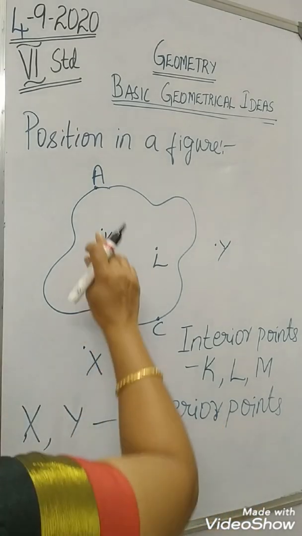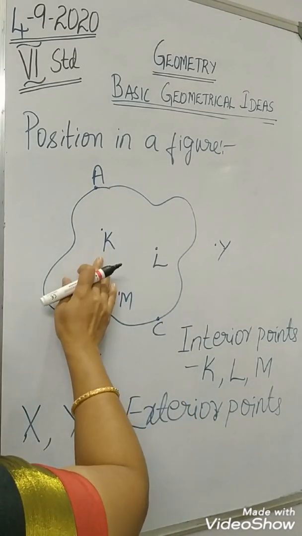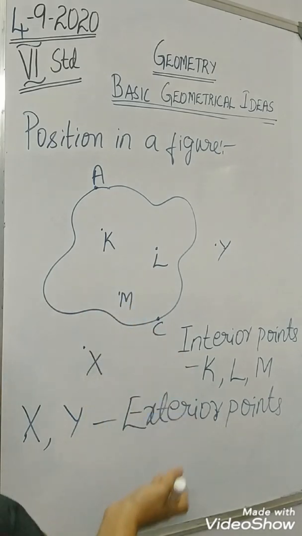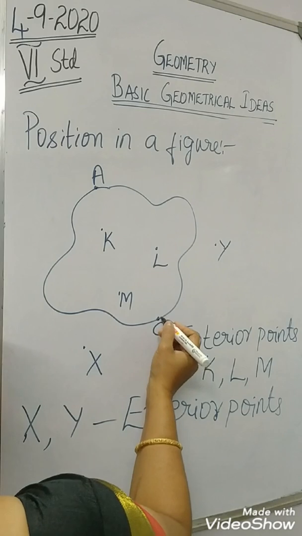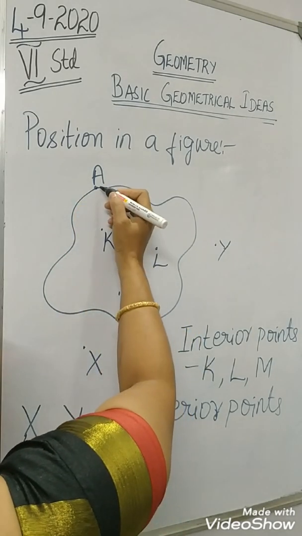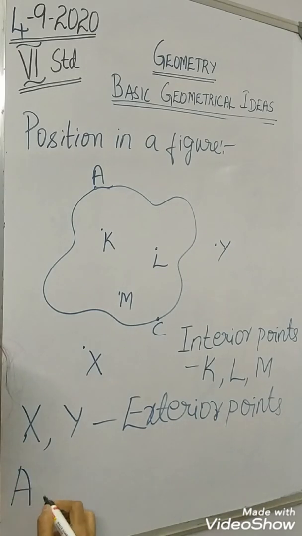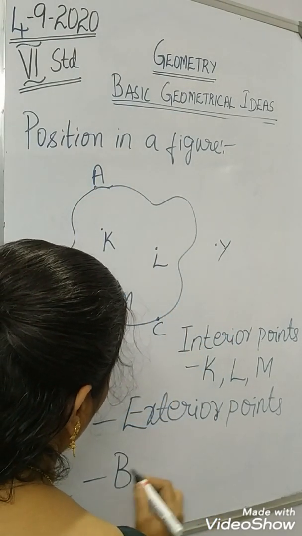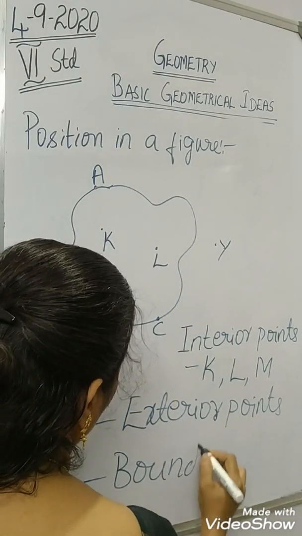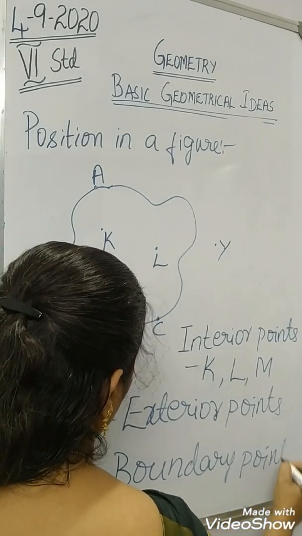Okay, you can find some more points here. Can you see A, C? Are they inside the figure or are they outside the figure? They are neither inside nor outside. They are on the line, isn't it or not? See there? They are on the line. So, they are the points which are on the boundary. Yes, they are on the boundary or on the line. So, they are called boundary points. Boundary points.